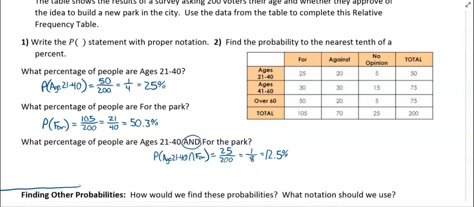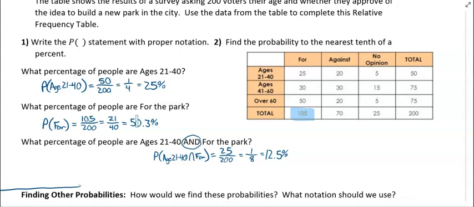Okay. Secondly, the probability they are for the park, that again is a marginal because we don't care about their age right now. We just care, are they for the park? And right now we see that there's 105 people who are for the park, which comes out to 50.3% if you round to the nearest tenth of a percent.